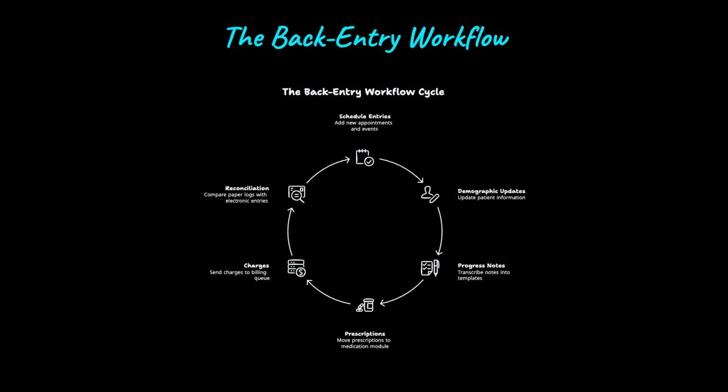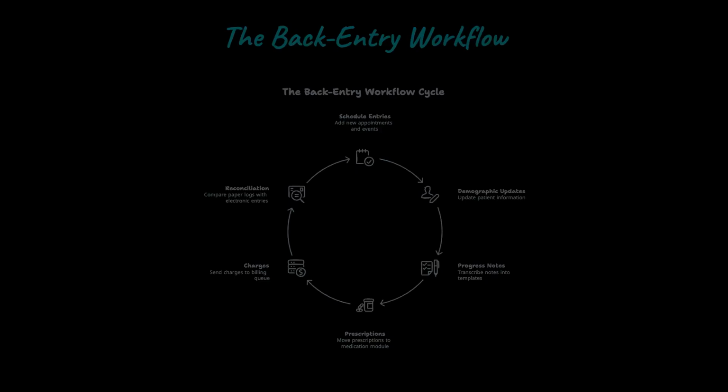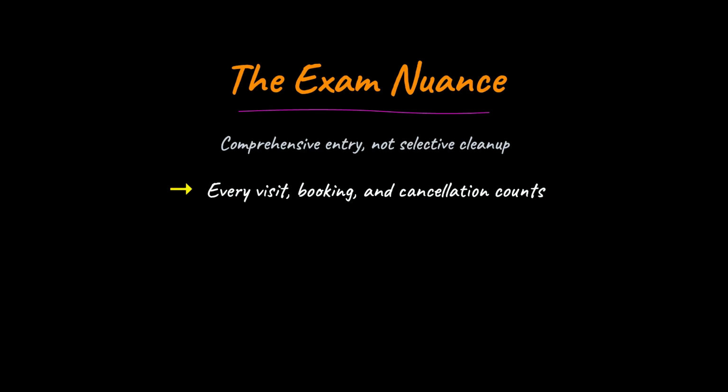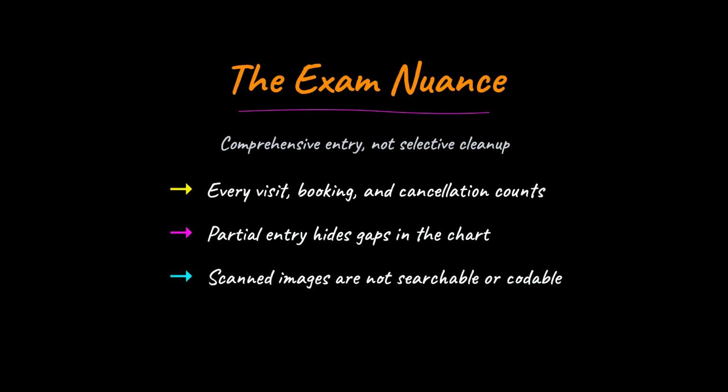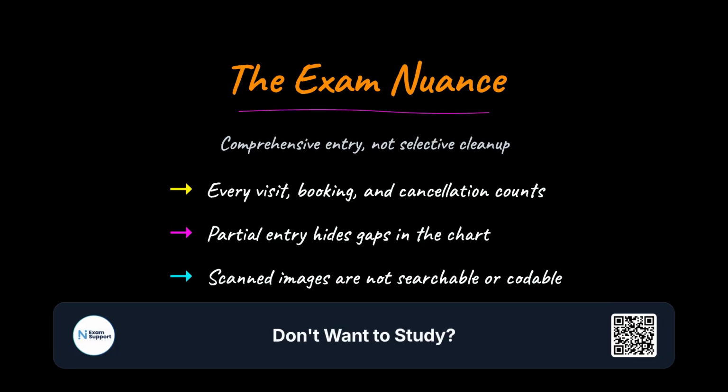Schedule entries go in first, then demographics, then progress notes, then prescriptions, then charges, and finally reconciliation checks paper logs against the electronic record to catch anything missed. Wrong answers tempt with shortcuts, discarding paper, entering only some item types, or just scanning notes as images, but scanned images aren't searchable or usable for clinical decisions, and audit logs only track access, not the content itself.